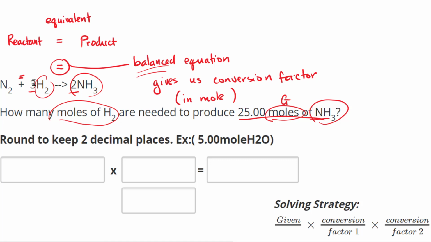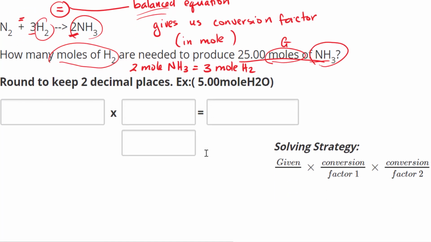Now, if we express this as a conversion factor, that's pretty easy. See that number in front of the chemical? That is your coefficient. So basically 2 moles of ammonia equal to 3 moles of hydrogen. And there you go, we have our conversion factors. Going back to solve the problem, we always use the same strategy: take our given times the conversion factor, as many as needed. Our given is 25.00 moles of ammonia.